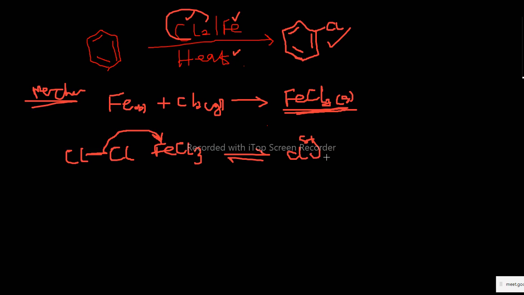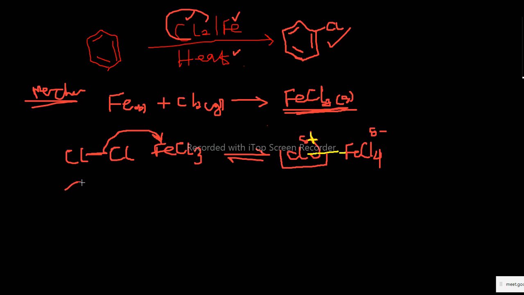Oh, now I can't rub this. If I rub, everything goes. So sorry for this. This is a plus. Let me use some different pen now. So this is a partial positive charge, and then a partial bond. Then FeCl4, not Cl but iron, partially minus. So now this electrophile can receive electrons from the ring.